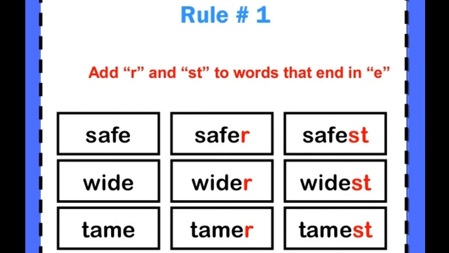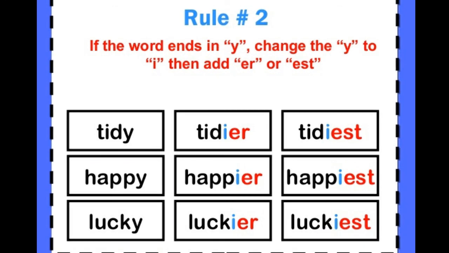Rule 1: add r and st to the words that end in e. Suppose safe, wide and tame end with an e, then for the comparative you have to add r, and for the superlative degree you have to add st. Okay? Now rule 2 says if the word ends in y, change the y to i, then add er or est. Suppose in a positive degree, tidy, happy and lucky, we have to use ier in a comparative and iest in a superlative.